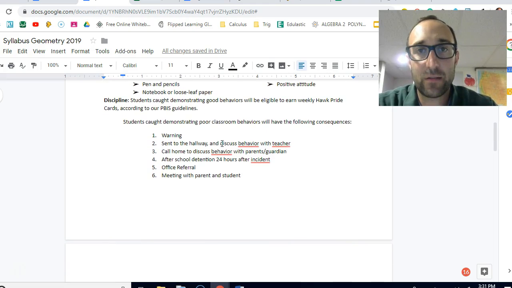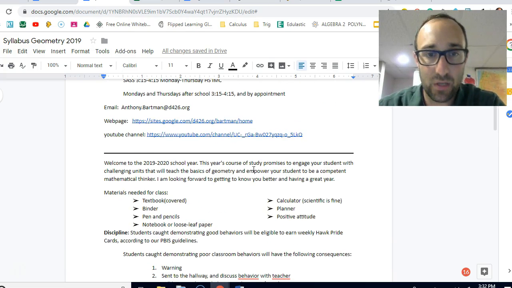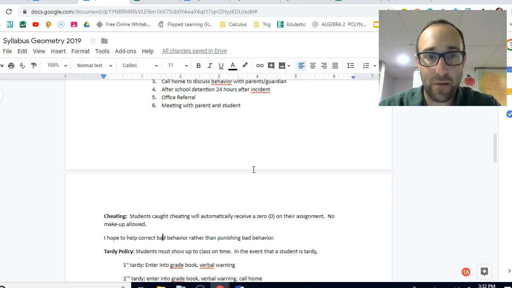Discipline: if they get caught doing something that they really shouldn't be doing, they'll have a warning, sent to the hallway so that I can talk with them. Then I'll call home, and then we'll have a detention. And if that still doesn't work, then we have an office referral. Finally, I will meet with the parent if it gets to that point. But it usually does not get to be that bad.